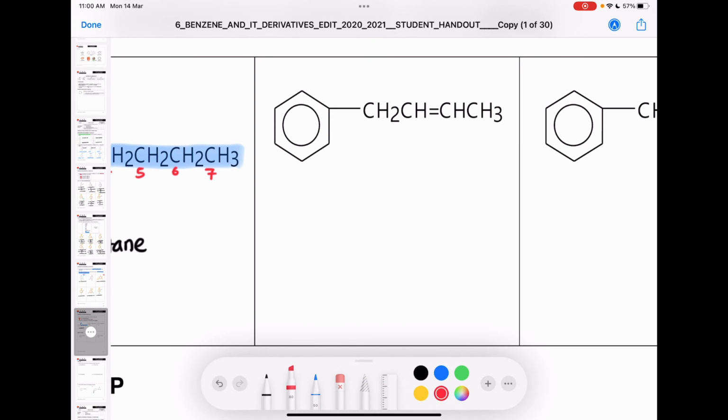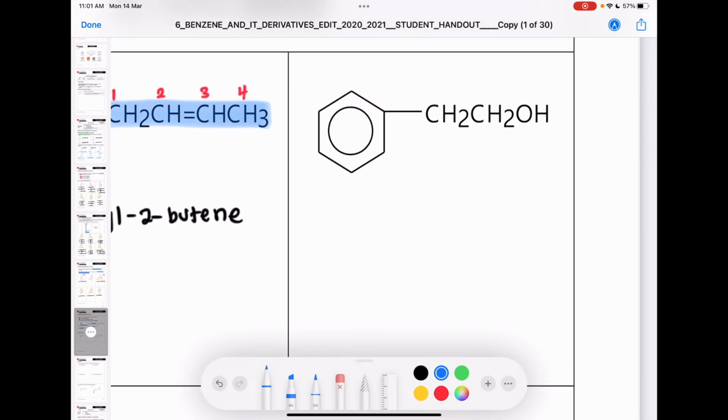Now let's take a look at this one. It has an alkene, a double bond, and we have a benzene ring. So automatically the benzene ring will become the substituent. This will be carbon number 1, 2, 3, and 4. So obviously this is butene. And how do we name it? 1-phenyl-2-butene.